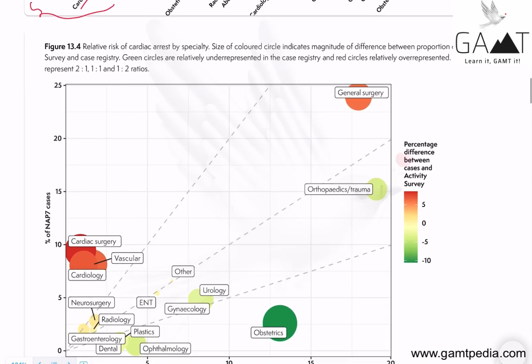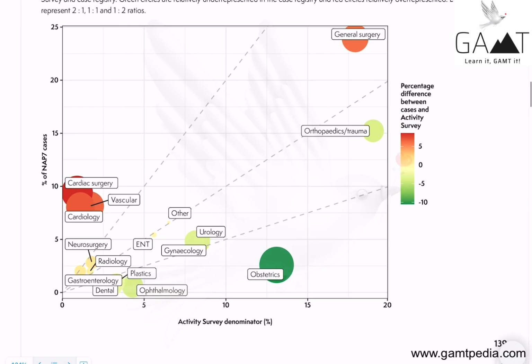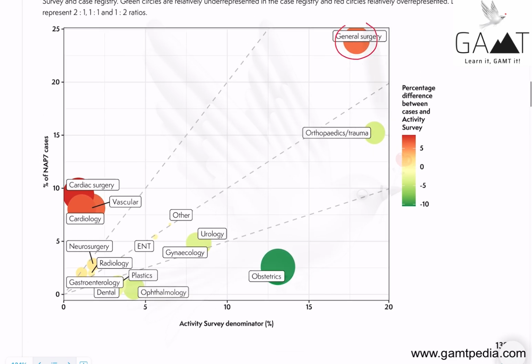When you look at the relative risk, the total number of general surgeries done is obviously very high compared to cardiac surgery in a year. But the proportion of cardiac arrest in cardiac surgery is much higher than in general surgeries. That's what this graph is showing.